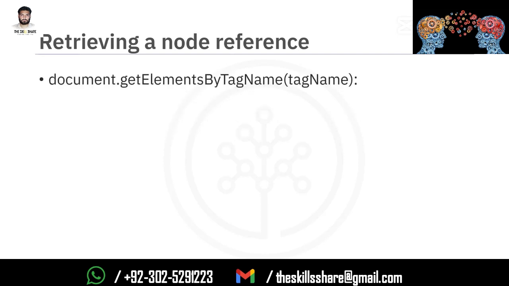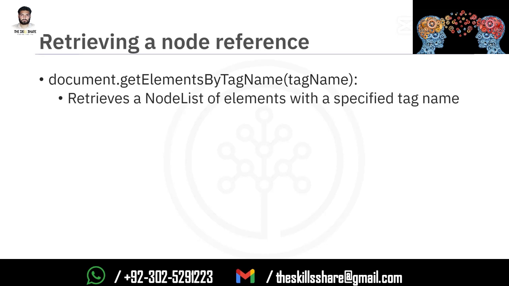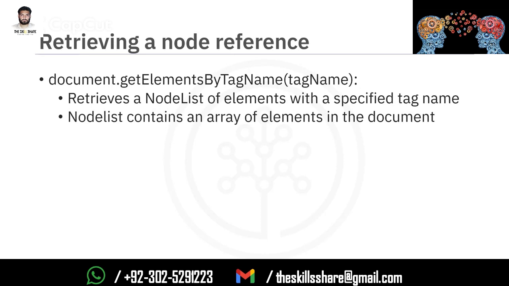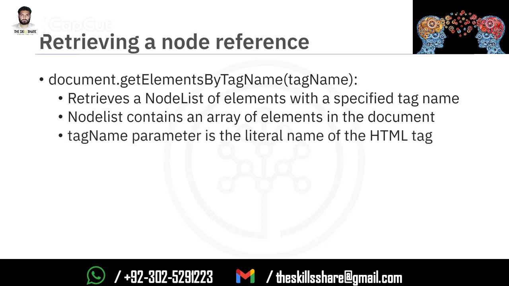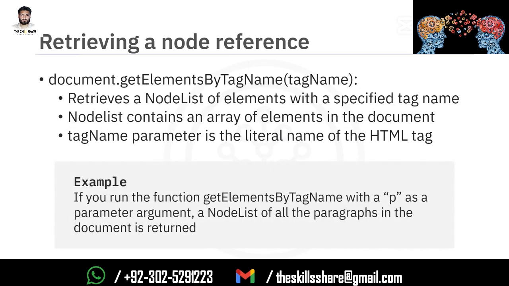The getElementsByTagName function retrieves a node list of elements with a specified tag name. The node list contains an array of elements in your document. You provide the name of the element you are interested in, and an array of all elements with that name found in the document is returned. For HTML elements, the tag name parameter is the literal name of the HTML tag. If you run the function getElementsByTagName with a p as a parameter argument, a node list of all the paragraphs in the document is returned.